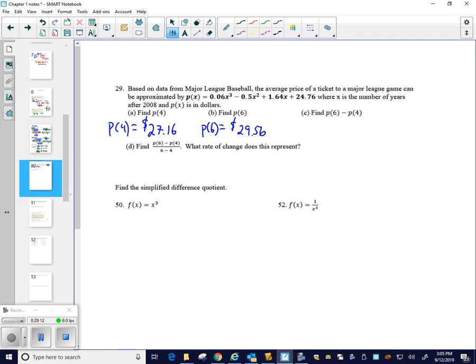Then in part C, it simply wants us to subtract those two numbers. So 29.56 minus 27.16 is 2.4. So P of 6 minus P of 4 is 2.4. And I guess since we're dealing with money, we'll write it as 2.40.